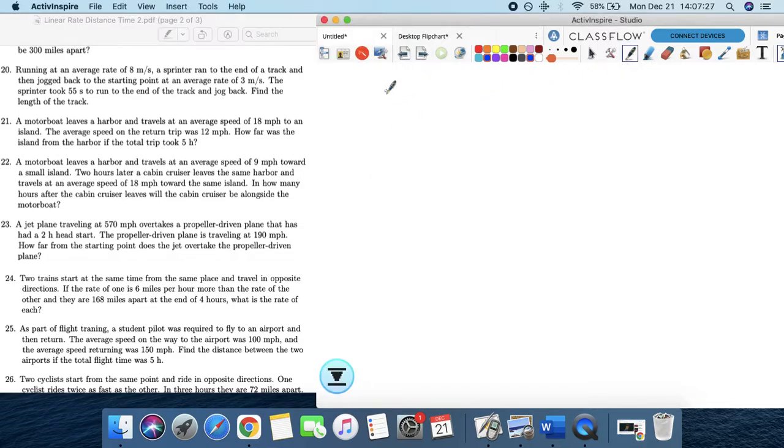And repetitive even, right? Running at an average of 8, a sprinter ran to the end of the track and then jogged back to the starting point. It took 55 seconds to run and jog. Find the length of the track. So let's call this going, and this coming back, returning.